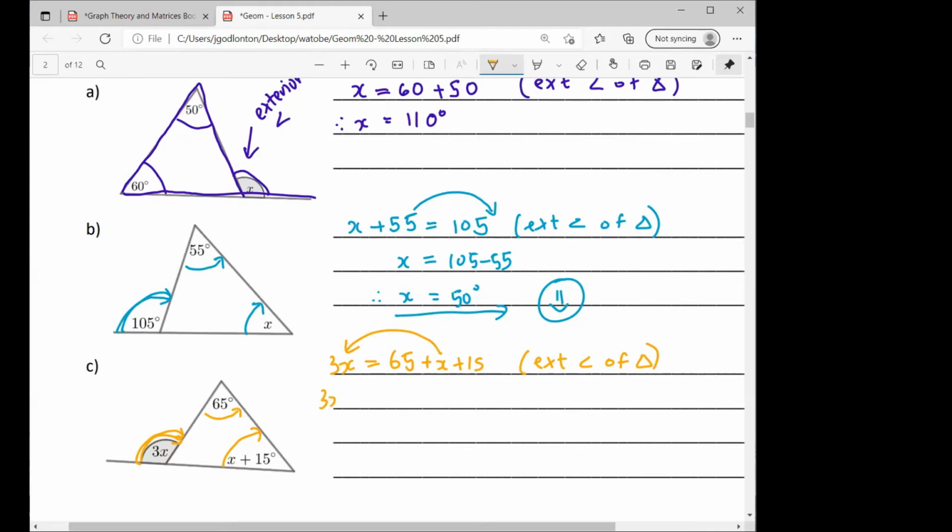So I'm going to have 3x minus x is equal to 65 plus 15. And so 3x minus x is going to give us 2x, and 65 plus 15 gives us 80. And so we divide both sides by 2, and so x is 40 degrees. Nice job. Nice work.